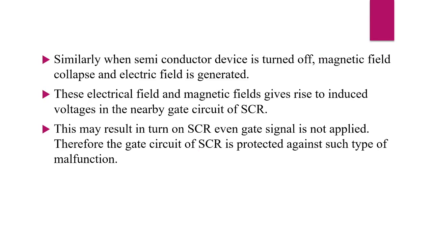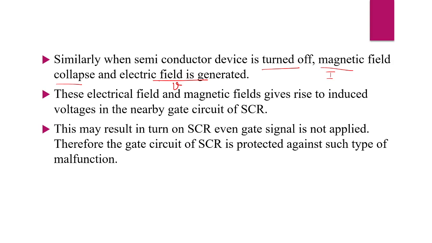Similarly, when a semiconductor device is turned off, the magnetic field collapses and an electric field is generated. The electric field is associated with V and the magnetic field with I. So this electric field and magnetic field give rise to induced voltage in the nearby gate circuit of the SCR.